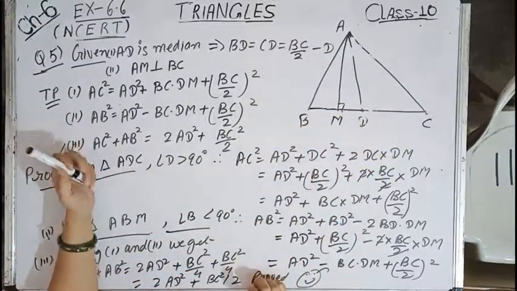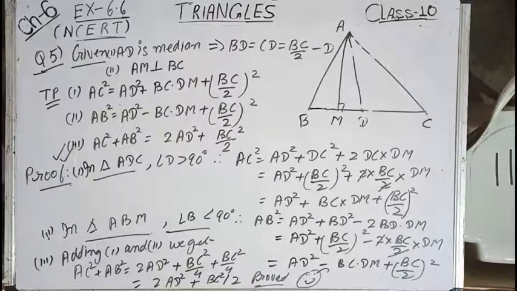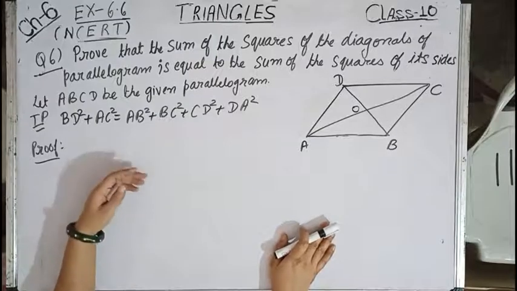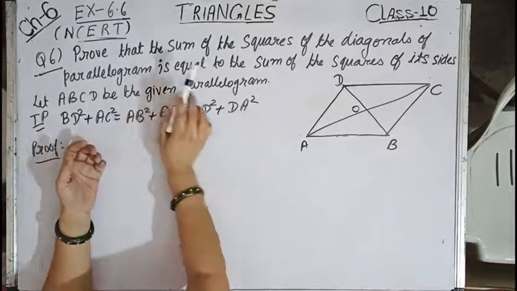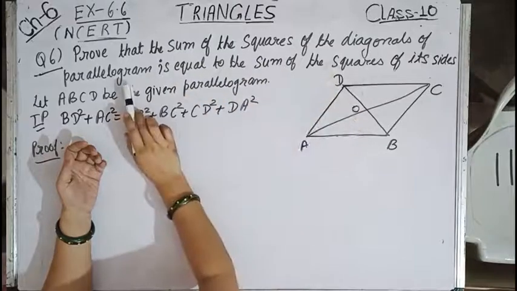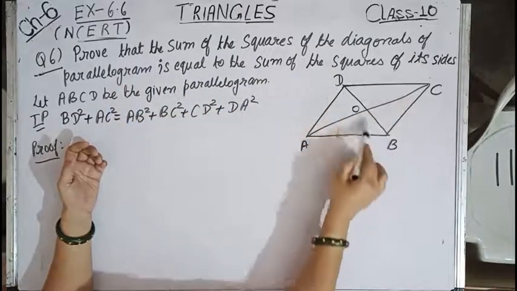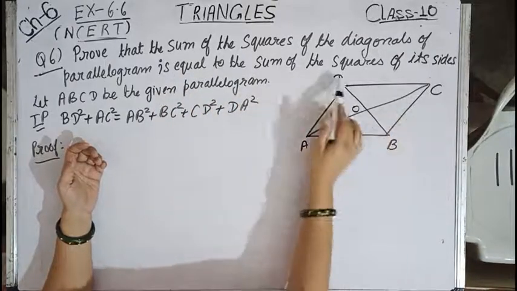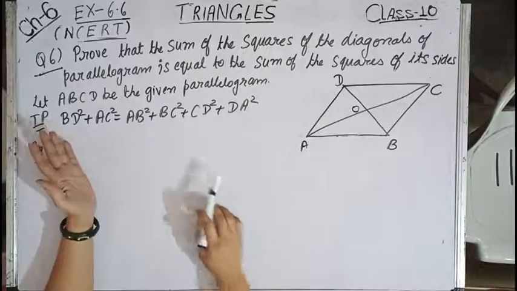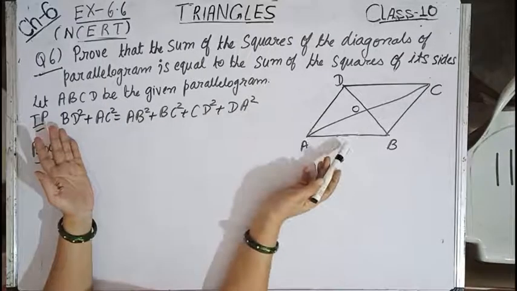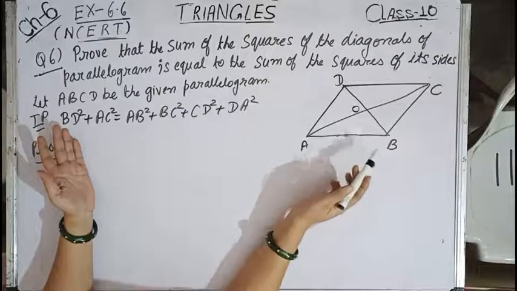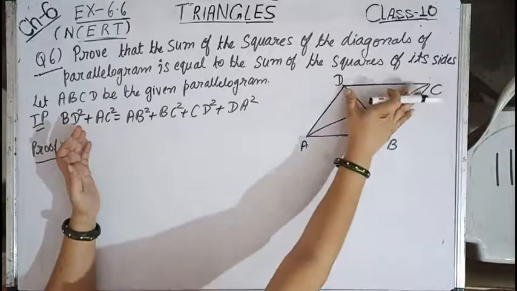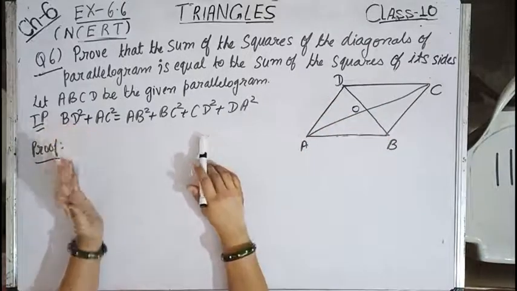Let us move to question number 6. Question number 6 says: prove that the sum of the squares of the diagonals of a parallelogram is equal to the sum of the squares of all its four sides. So let ABCD be the given parallelogram. I have drawn a figure of a parallelogram naming it ABCD. So we have to prove that AC square plus BD square equals AB square plus BC square plus CD square plus DA square. So let us start proving.